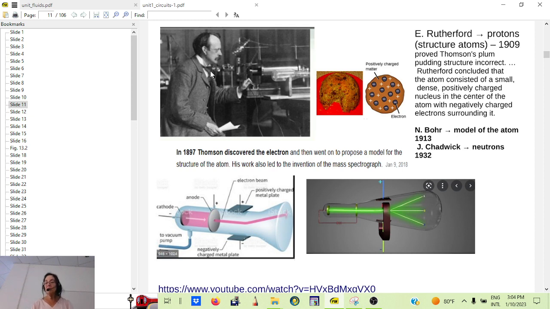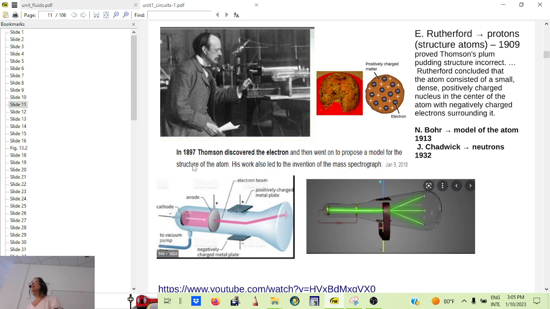And then we go to the beginning of the 20th century with J.J. Thomson in England. He's the one who discovered the electron, the subparticle that you find inside an atom. That is called the electron, which was discovered by J.J. Thomson at the end of the 19th century.